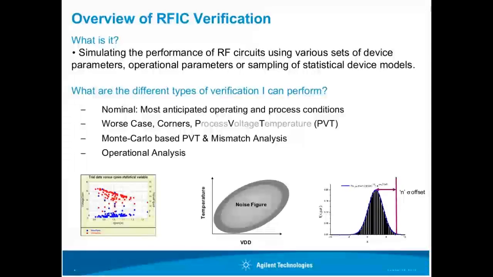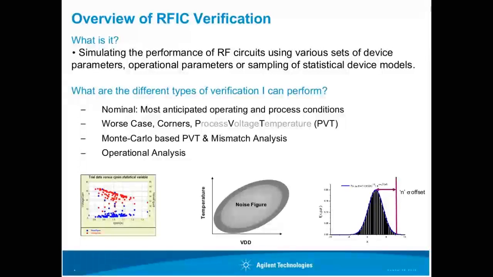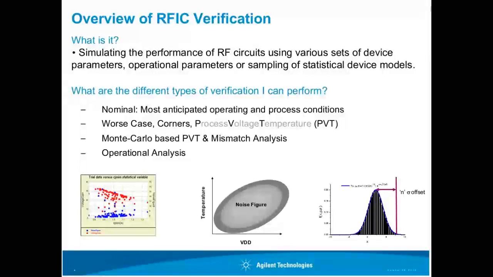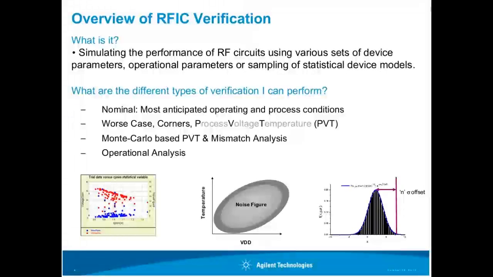And people also do worst-case analysis, which is worst-case or corners. They also do things looking at various process parameters and voltage and temperature. And then, of course, there's the Monte Carlo-based approaches for both process and mismatch. And because of the complexity now with the multi-mode, multi-band support in most of these kinds of radios and circuits, there's some operational analysis that also has to take place.